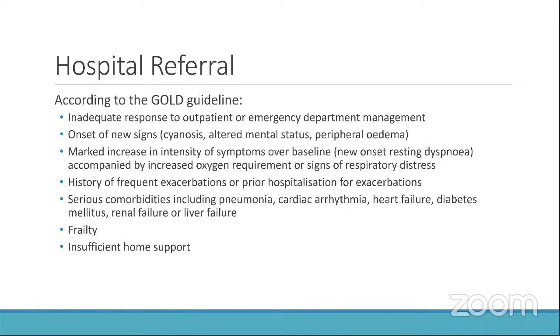Based on GOLD guideline, patients can be referred to the hospital if there's an inadequate response to outpatient or emergency department management, new onset of signs, i.e. cyanosis, altered mental status, or peripheral edema, marked increase in intensity of symptoms over the baseline, such as new onset resting dyspnea, accompanied by increased oxygen requirement or signs of respiratory distress, a history of frequent exacerbations prior to hospitalization for exacerbations, or serious comorbids, including pneumonia, cardiac arrhythmia, heart failure, diabetes, renal failure, or liver failure.